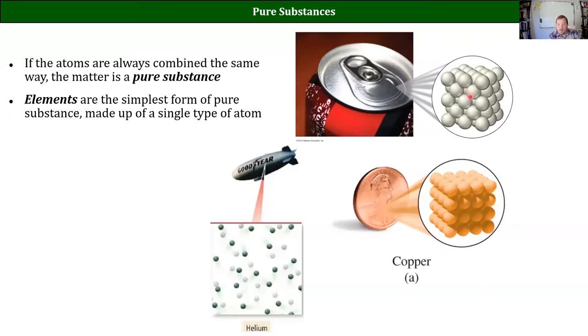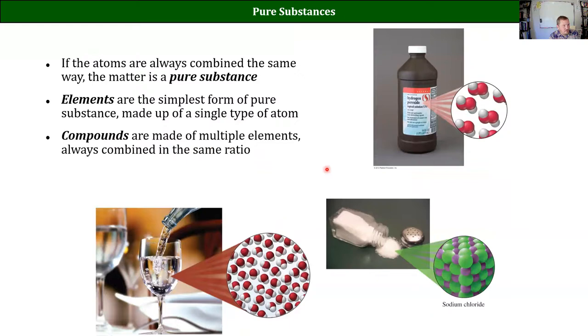Copper metal, aluminum metal, anytime you have a metal that's also on the periodic table, it's a pure substance as well. So gold, silver, mercury, gallium, zinc, those are all pure elemental substances. Oxygen gas is a pure elemental substance. We'll talk about that in a second. If you have a pure substance that's made up of more than one element, then it's called a compound.